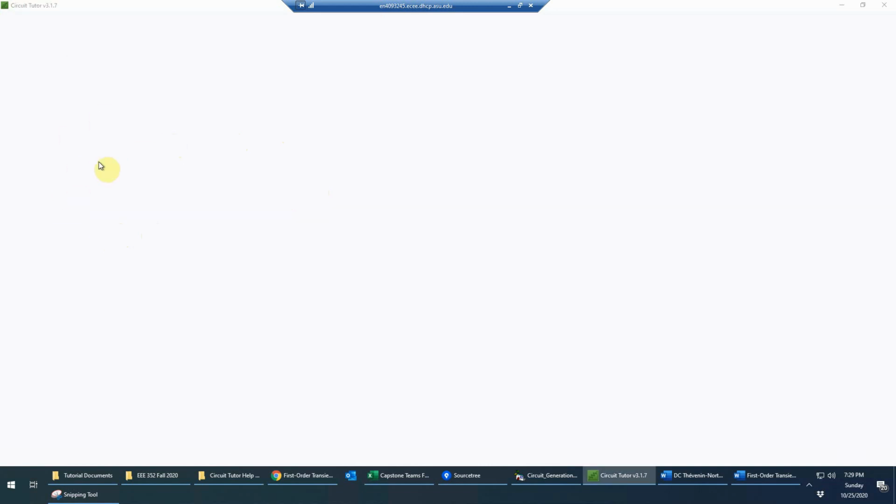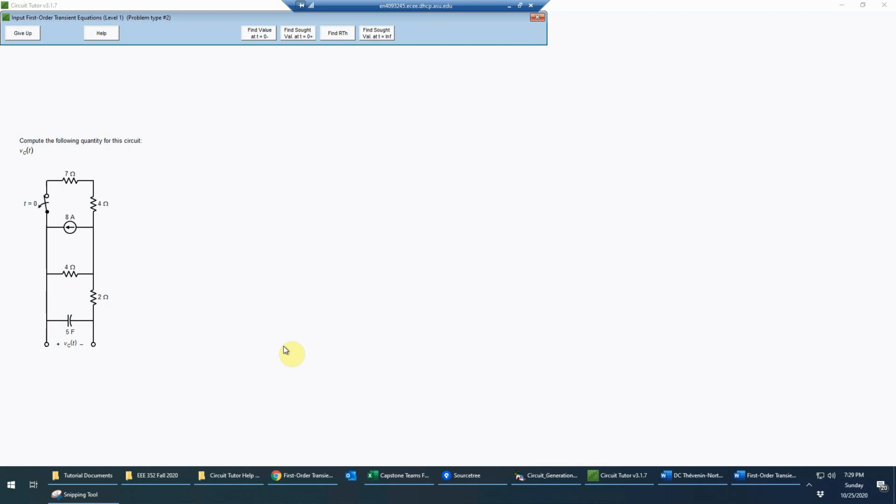There are, of course, examples at each level of difficulty, and it's also a good idea to look at some of those examples before you start. Okay, so this is a problem that has sources, resistors, and one capacitor, making it a first order problem.